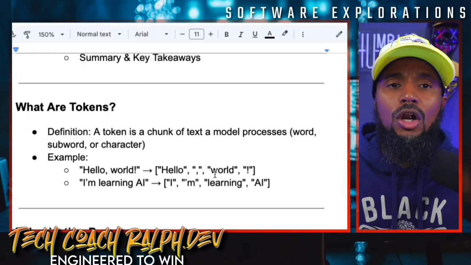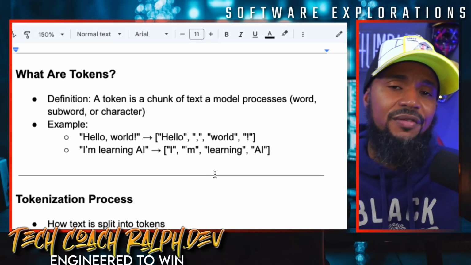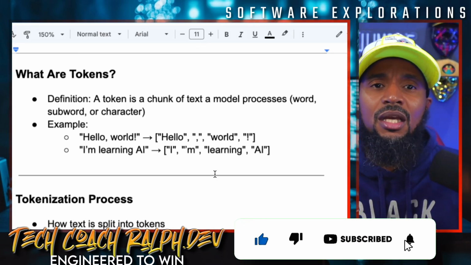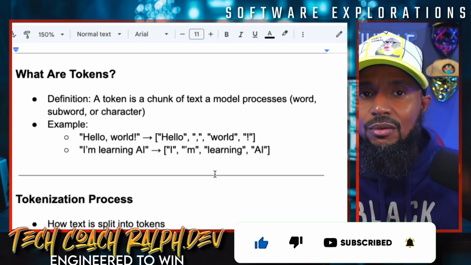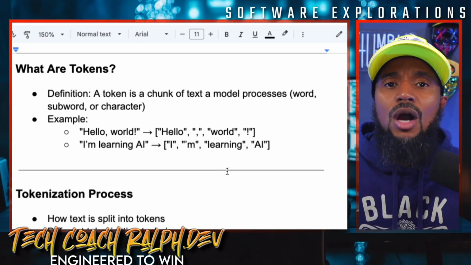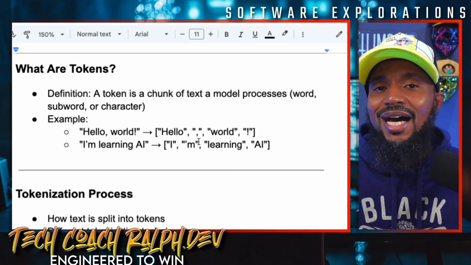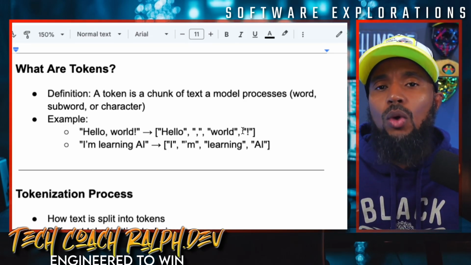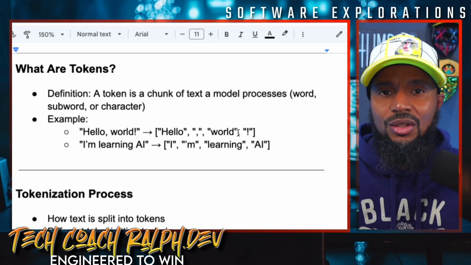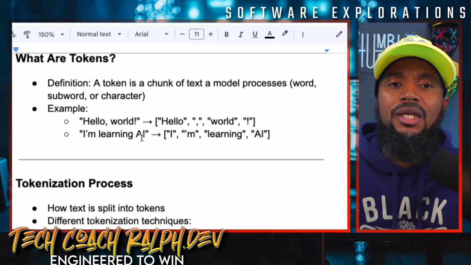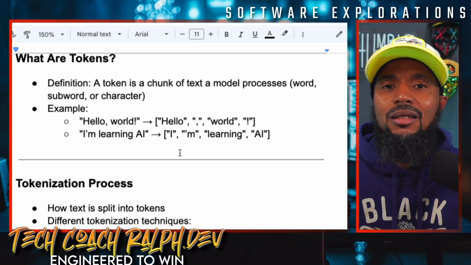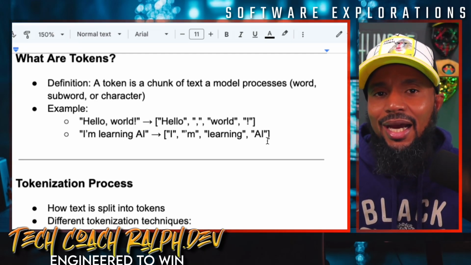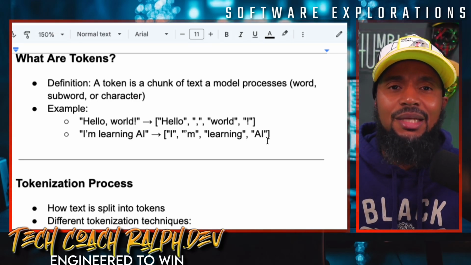What are tokens? The definition of a token is a chunk of text a model processes. It could be a word, a subword, or a character. For example, "Hello, world!" is tokenized as hello, the comma as its own token, world as its own token, and the exclamation point as its own token. "I'm learning AI" is also considered separate tokens.